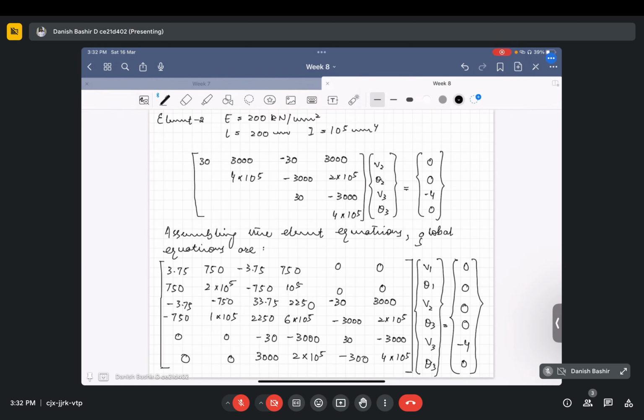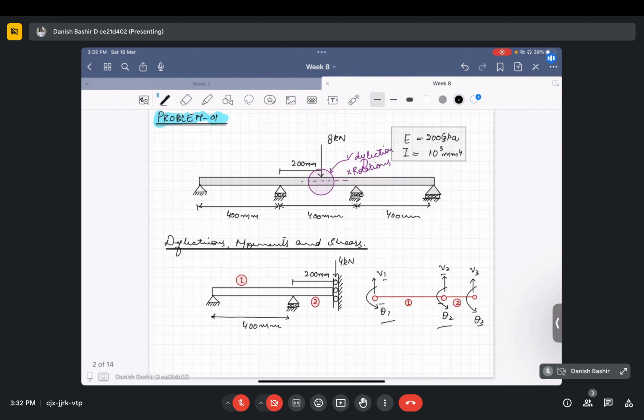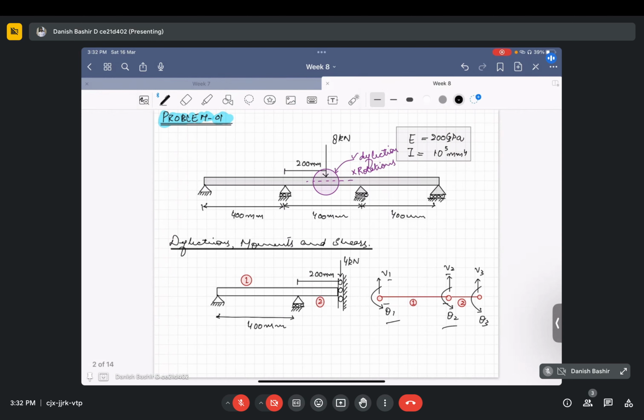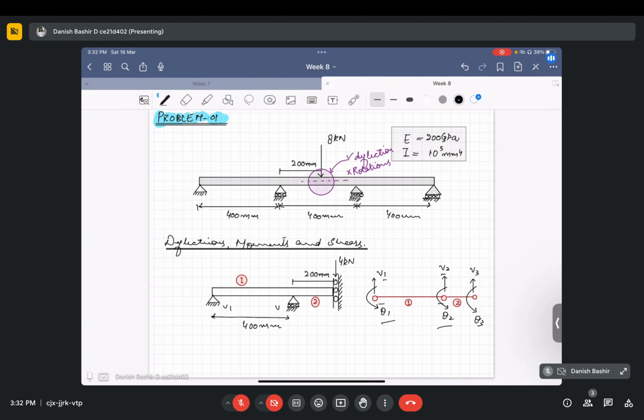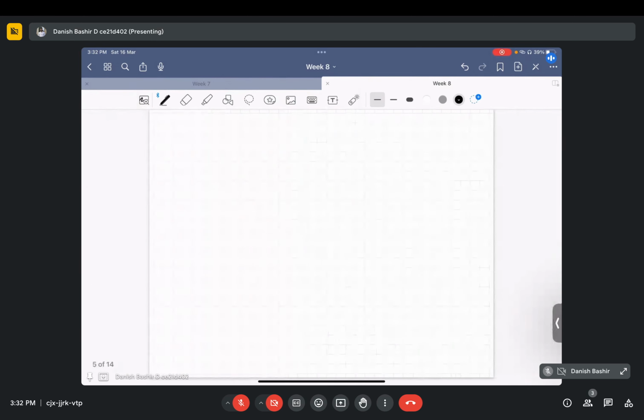Then what are the boundary conditions? We can see that v1 and v2 are both 0 because these are supports, so vertical displacements will be 0. Theta 1 and theta 2 will not be 0, and theta 3 will be 0 because rotation is not allowed. So we will incorporate those three boundary conditions.